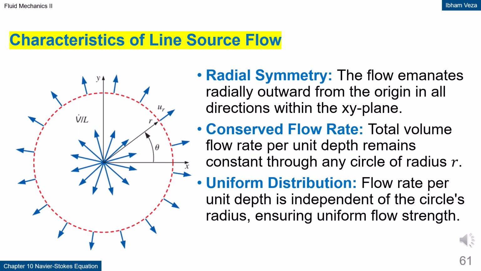Characteristics of line source flow. Flow from a line source spreads radially outward in all directions within the plane. The volumetric flow rate per unit depth remains constant for a circle of any radius. This means the source strength does not change with distance. The velocity distribution changes only because the effective flow area increases. This model provides an ideal example of flow rate conservation in two-dimensional flow.